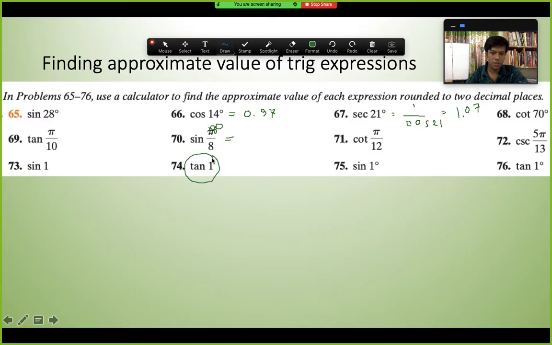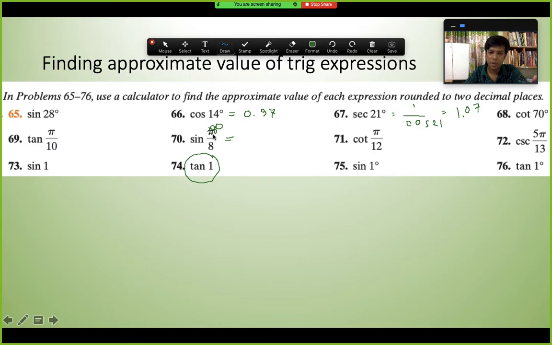Now this math is a little bit tricky. See, tan 1, sine 1. Naturally students make this mistake. This one is sine 1, this one is sine 1 degree. So there is some difference between them. This is 1 degree, which the calculator can do in degree mode. But this one is in radians.